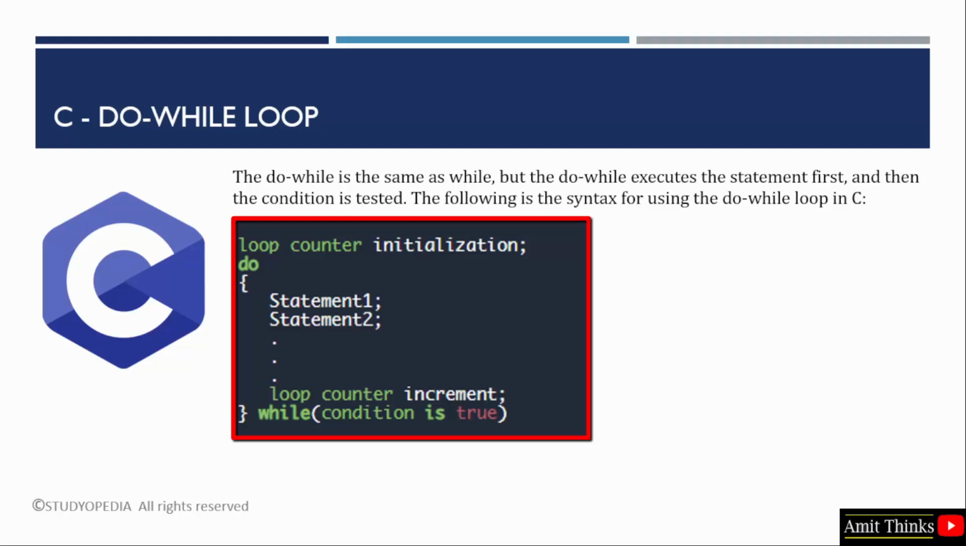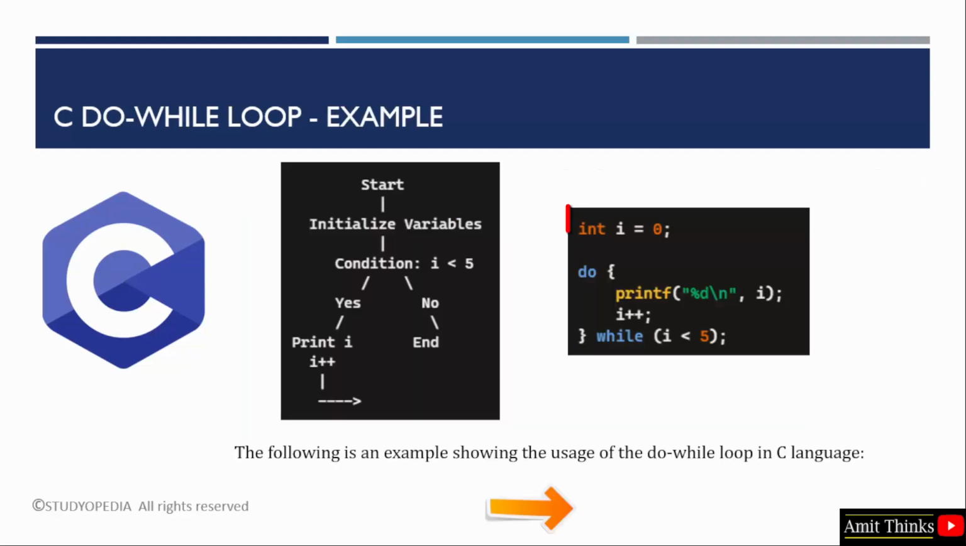Okay. Then it will increment and then the condition will be checked. If the condition is true, it will again print the statement and increment the loop, else it will exit. That means in do while, the statement is executed first and then the condition is tested. You can see the condition is at the bottom instead of at the top if you compare it with the while loop. So let us see an example. Here is an example with the flowchart.